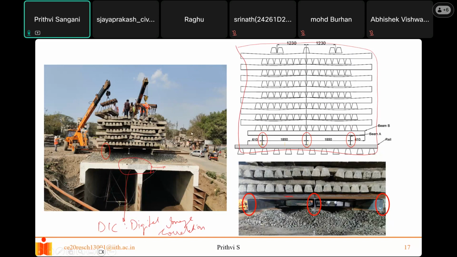But one interesting fact is, when I used this DIC, I kept my tripod on the other side, and whenever the train moves, my tripod is shaking. So the DIC readings were gone. We never used those DIC readings. We won't get accurate results, because whenever the train moves, the tripod is going to vibrate.